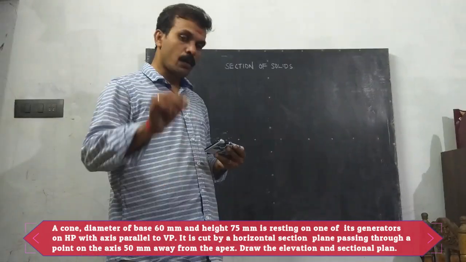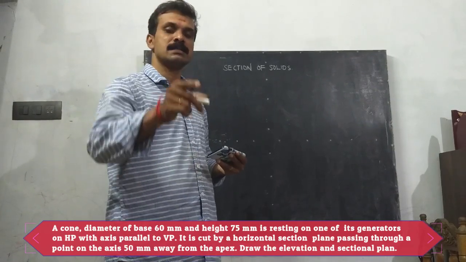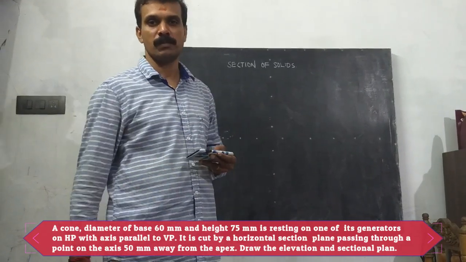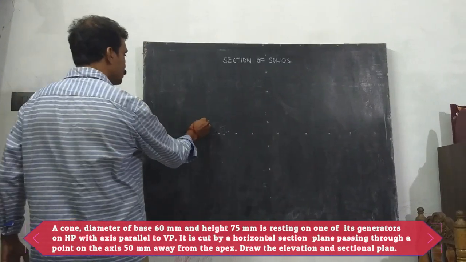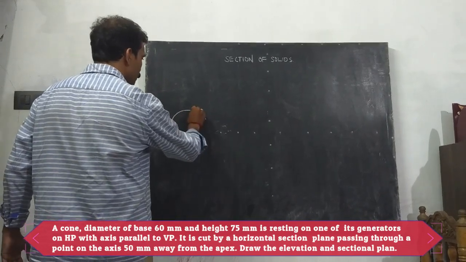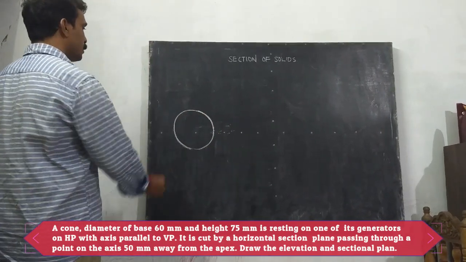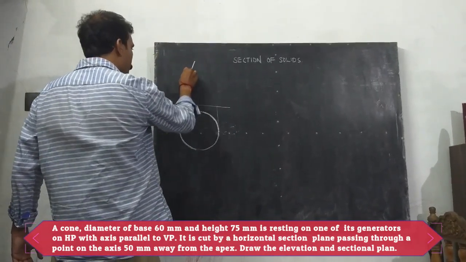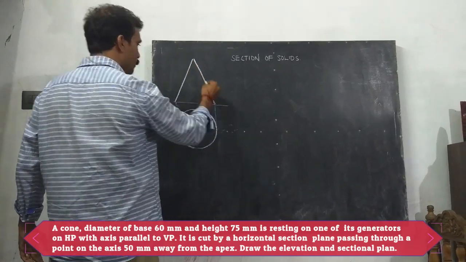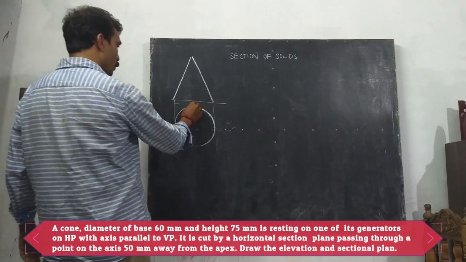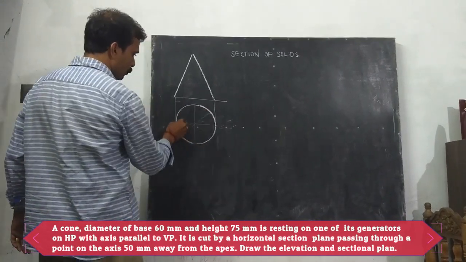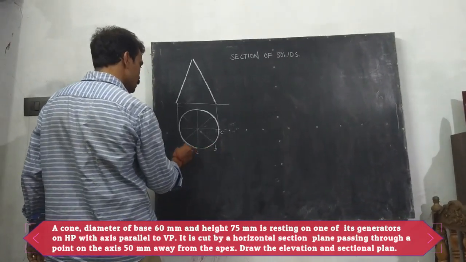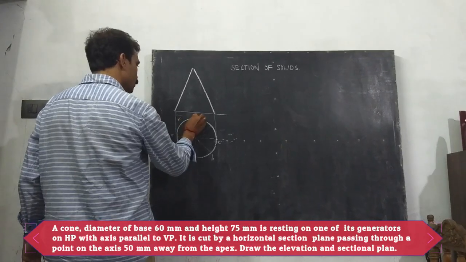That is the question. A cone of diameter 60 mm and height 75 mm is resting on one of its generators on HP and parallel to VP. So, in the simple position, this is the simple version of the cone. Now you can divide the base into equal parts: A, B, C, D, E, F, G, and A.